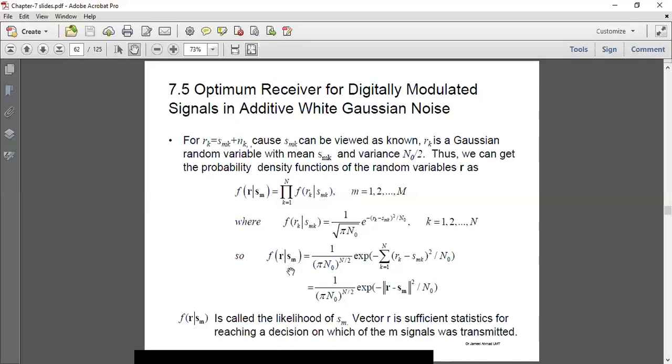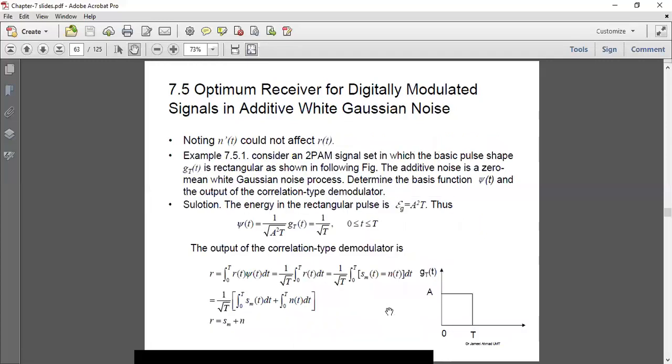f(r given s_m). This is usually called the likelihood function. f(r | s_m) is called the likelihood of s_m vectors. Vector r is sufficient statistics for reaching a decision on which of the M signals was transmitted. So this likelihood function is very important. It gives us the space where the signal will lie, either inside this likelihood function, or it will be outside the likelihood function.